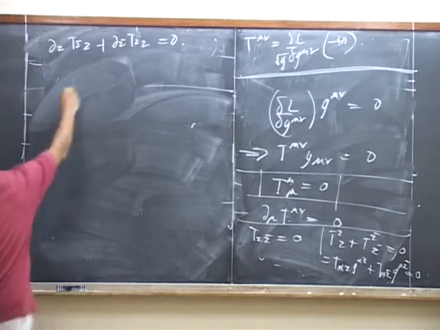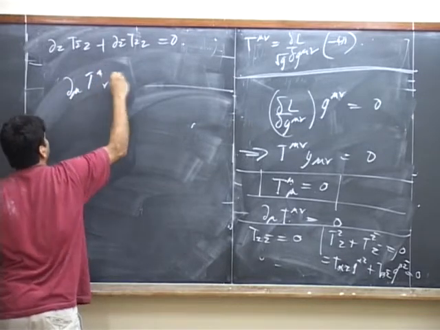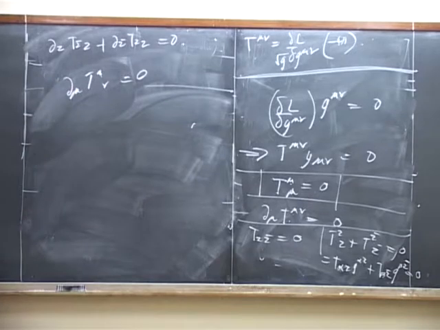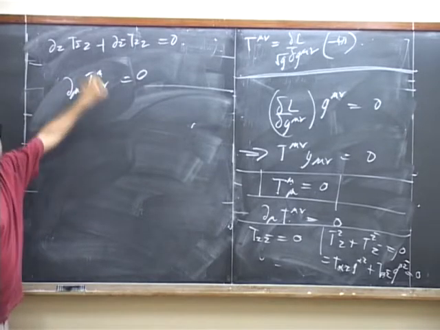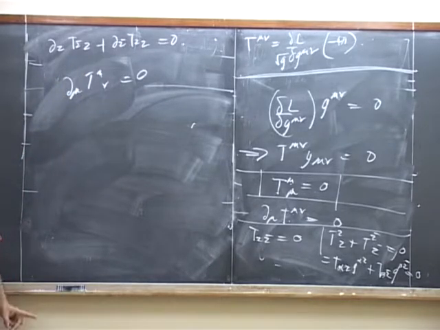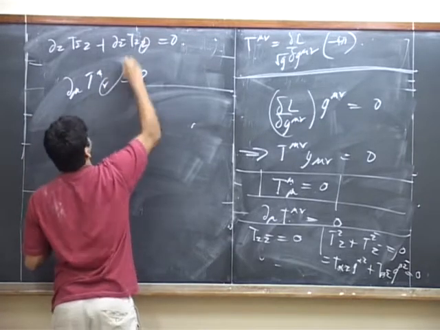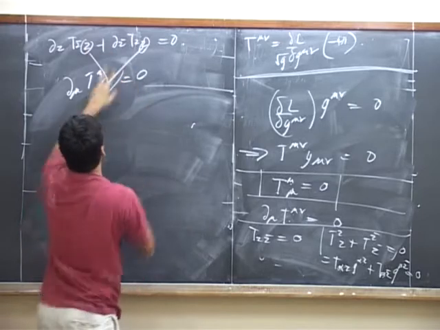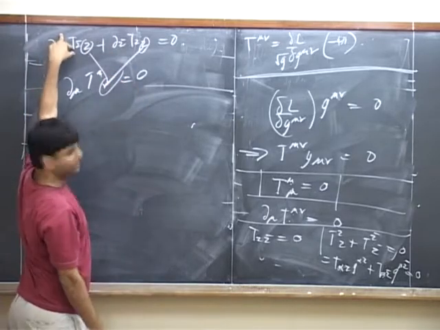So if I were to write the equation as del mu T mu nu equals 0, what values of indices have I chosen? What have I chosen nu to be in this equation? Z. Right. So this is the index nu. And this is the same contraction. This is that contraction.